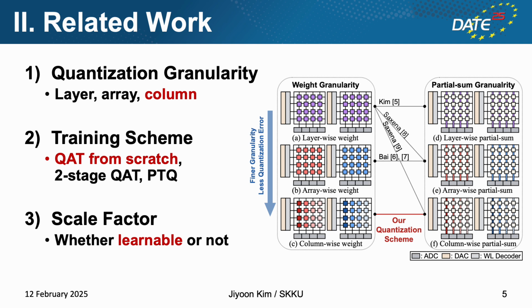So, how do we address these limitations? First, we align weight and partial sum quantization granularity at the column-wise level. Second, we enable one-stage quantization-aware training from scratch, removing the need for multiple training phases. Third, we make the scale factors learnable for both weights and partial sums to improve accuracy. These enhancements allow us to leverage more flexible quantization strategies while maintaining model performance and hardware efficiency.